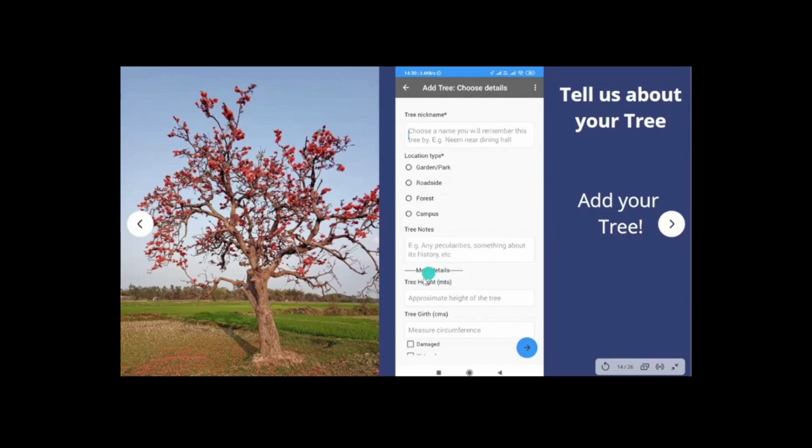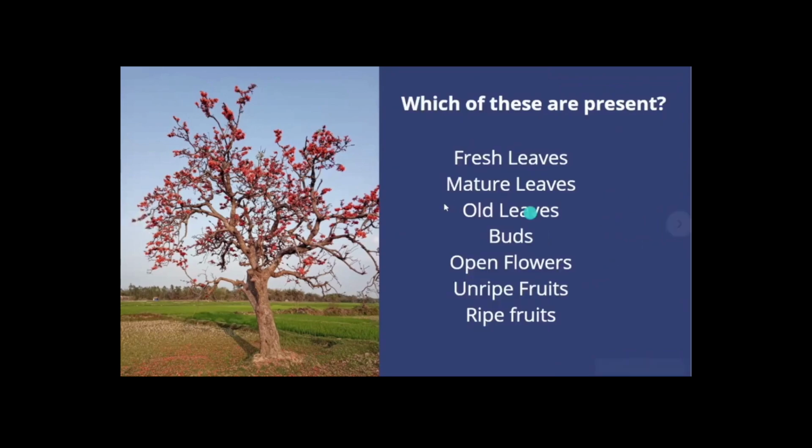And then there are some other optional details that you can provide, such as what is the height of the tree, what is the girth of the tree, but these are optional details. Once you've done that, you added your tree. So this information about the tree is recorded only once, and now you can start observing your tree regularly. By regularly, I mean ideally once every week.